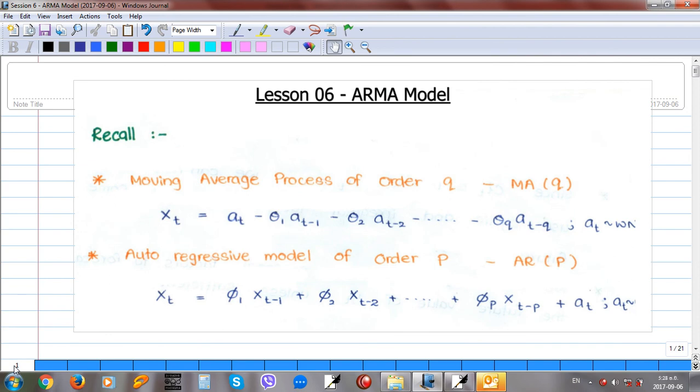That is all about this ARMA model, and based on this lesson you also have a tutorial, and we have to do one more lesson in this course.